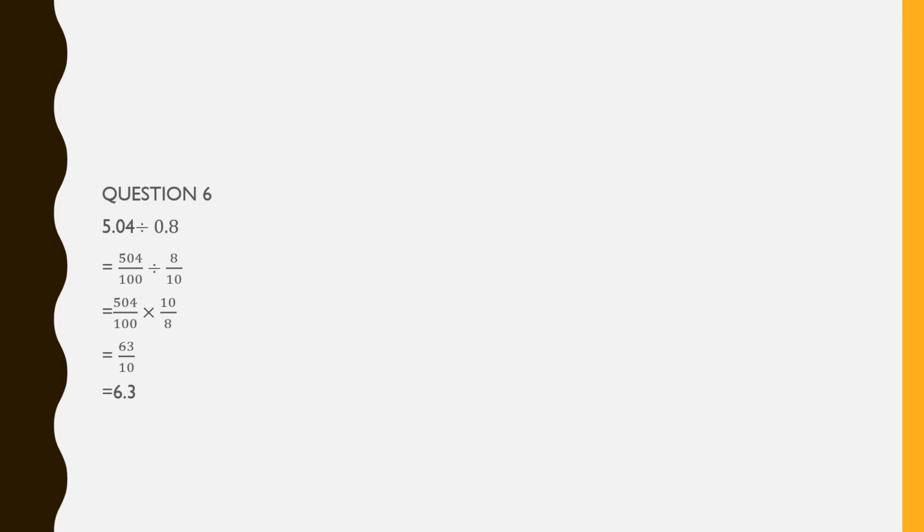So the new equation which will be found is 504 upon 100 divided by 8 by 10. Solving it further, we will convert division into multiplication and reciprocate the second fraction. The new equation formed will be 504 upon 100 into 10 by 8. Solving it, we get 63 upon 10 as the new fraction, and further solving it, we get 6.3 as the answer.